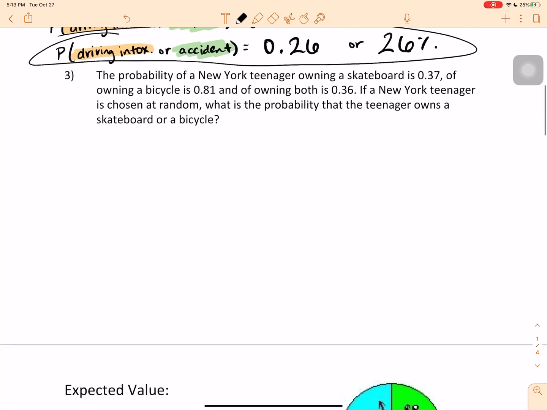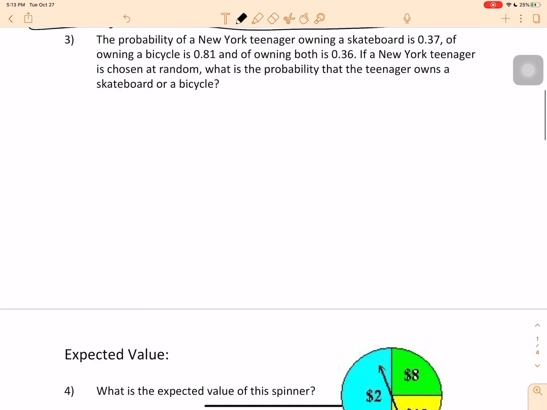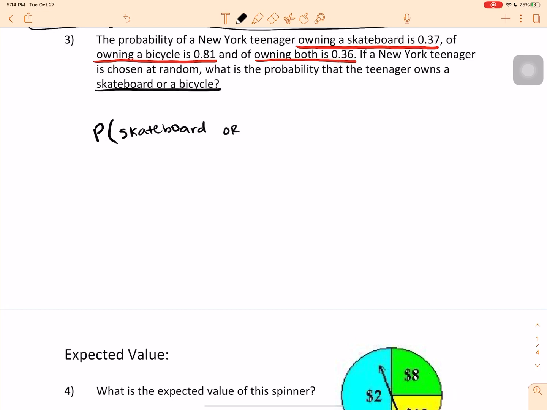Alrighty, here's another one. Addition rule again. The probability of a New York teenager owning a skateboard is 0.37. Again, as soon as I see info, I start underlining. Of owning a bicycle is 0.81. And of owning both a skateboard and bicycle is 0.36. If a New York teenager is chosen at random, what is the probability that the teenager owns a skateboard or a bicycle?